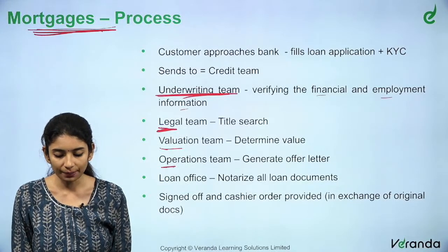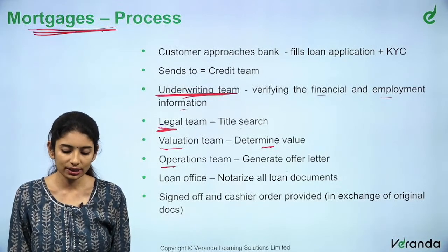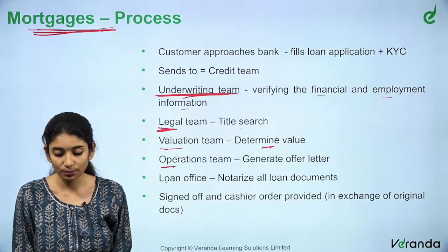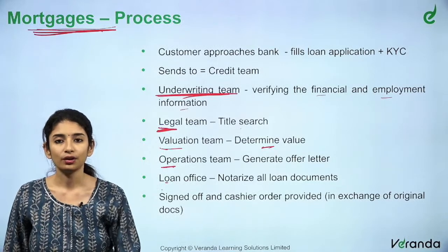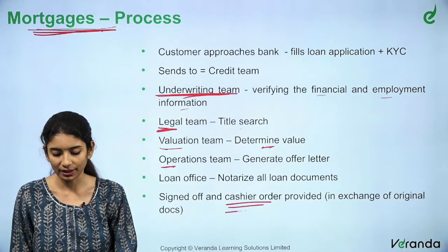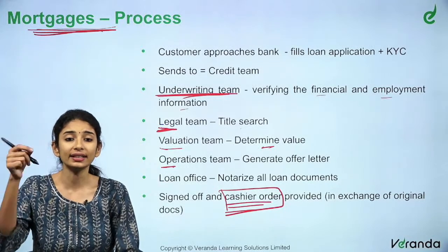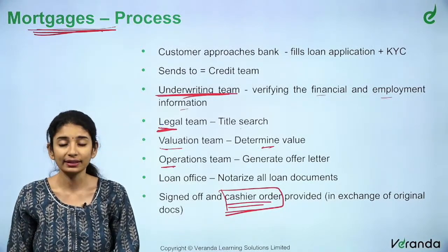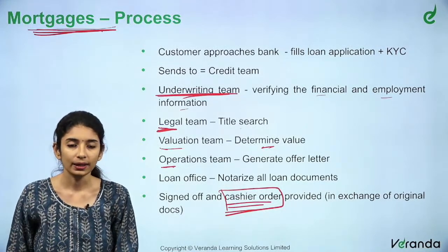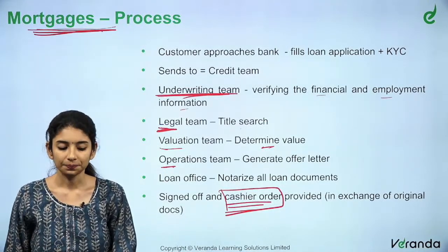After the valuation team has determined the value and the legal team has established the title, the operations team will generate an offer letter. That offer letter has to be notarized by the loan officer, signed off, and a cashier order is provided. Now this cashier order is provided in exchange for the original title deed of the house. So now the house belongs to the bank. In case I fail to repay my loan, they can take the house.